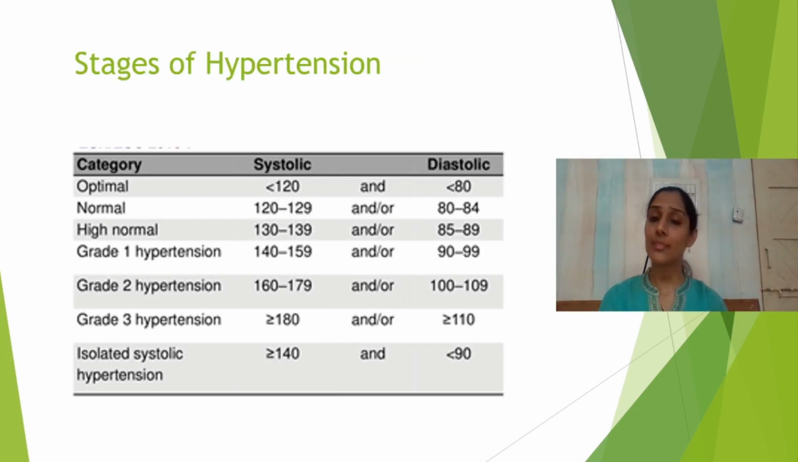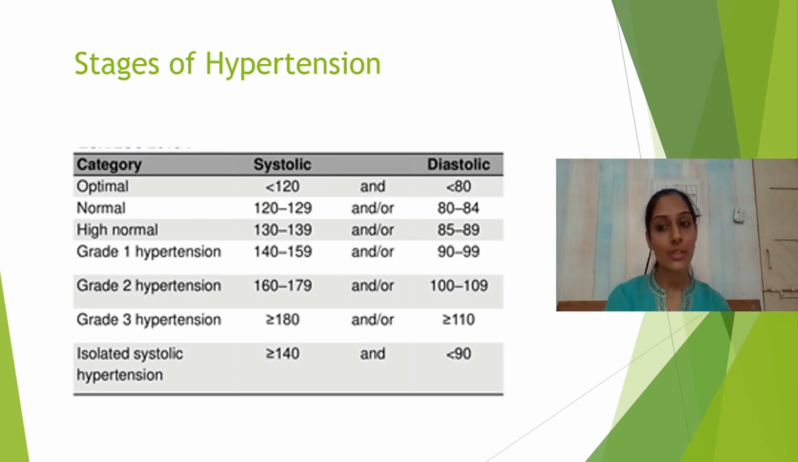Okay. The next is stages of hypertension. First of all, a normal human being has a blood pressure of about 120 by 80 mm Hg, right? The unit you need to remember is mm Hg. That is the normal state of blood pressure in a human being. Now, when it is said to be elevated, the category is high normal, that is when the systolic blood pressure is about 130 to 139 and diastolic about 85 to 89.